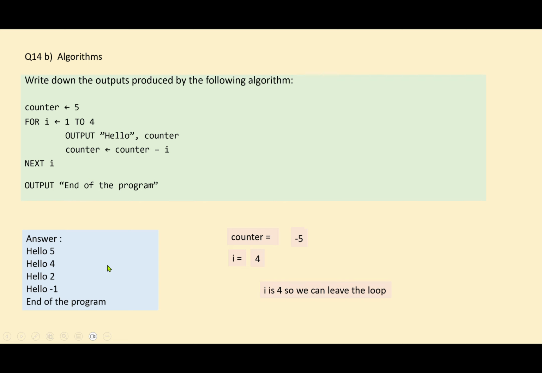Another quick point is that this question's interesting because a lot of people might think, oh, I assign 1 to 4, and the counter starts as 5, so the counter is going to go 5, 4, 3, 2, not bearing in mind that I goes up each time, which means we end up with 5, 4, 2, minus 1. So my tip is never make an assumption of how an algorithm is going to work through each line, as we've just done in this example.